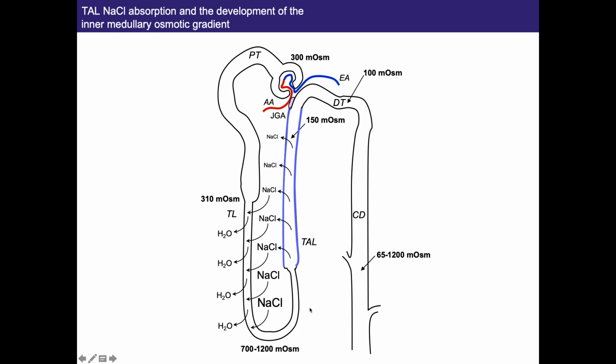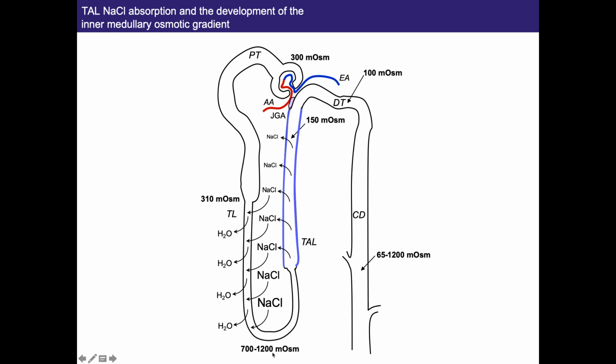And it's actually due to active transport mechanisms, because the pump is involved. The pump on the basolateral membrane is pumping sodium out. Chloride is following via the paracellular pathway. And so salts are being pulled out of the thick ascending limb, establishing this profound osmotic gradient.